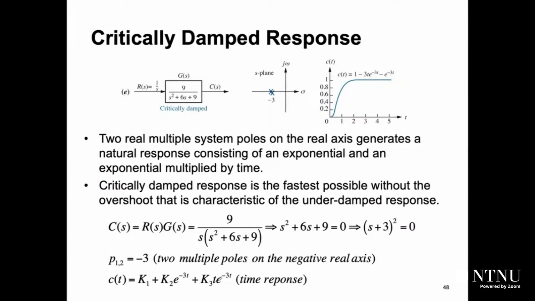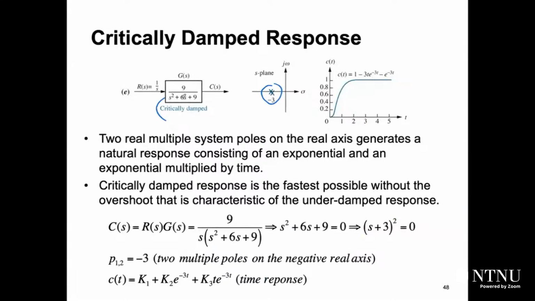Now we will go to the critically damped response. The critically damped response is like the overdamped, but in the overdamped case we have two real and distinct poles. So we have p1 and p2, which both are located on the real axis and both are different. But in the case of the critically damped response, both are real and repeated, right? Real and repeated.